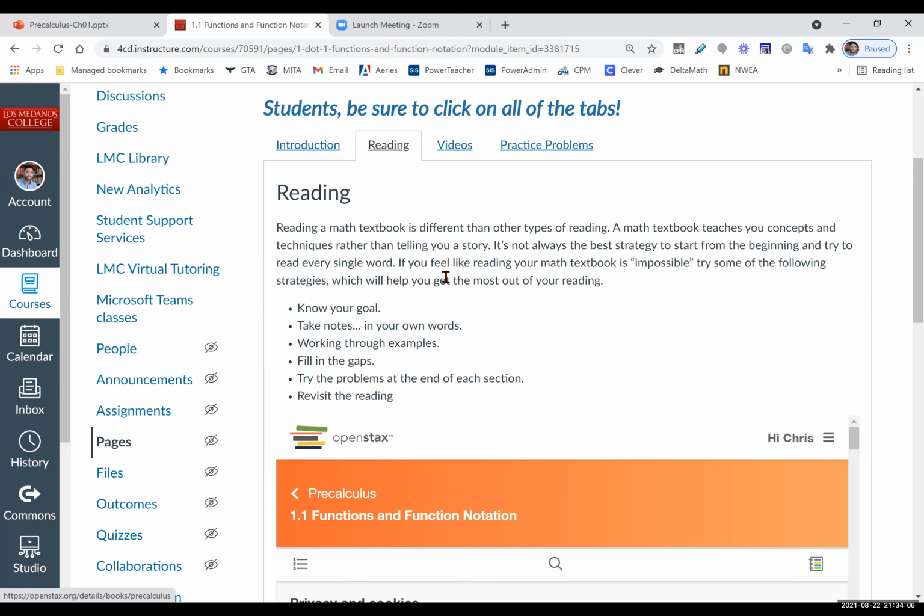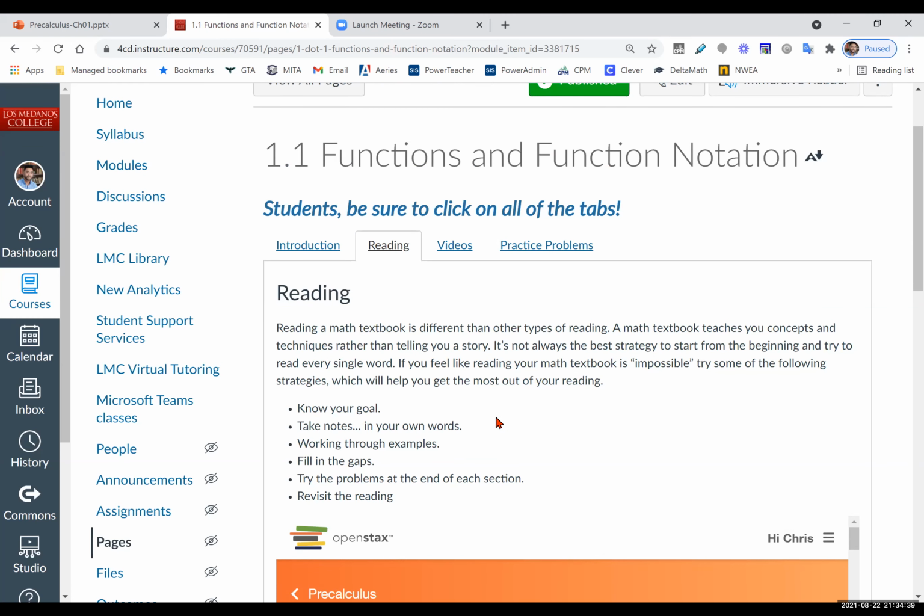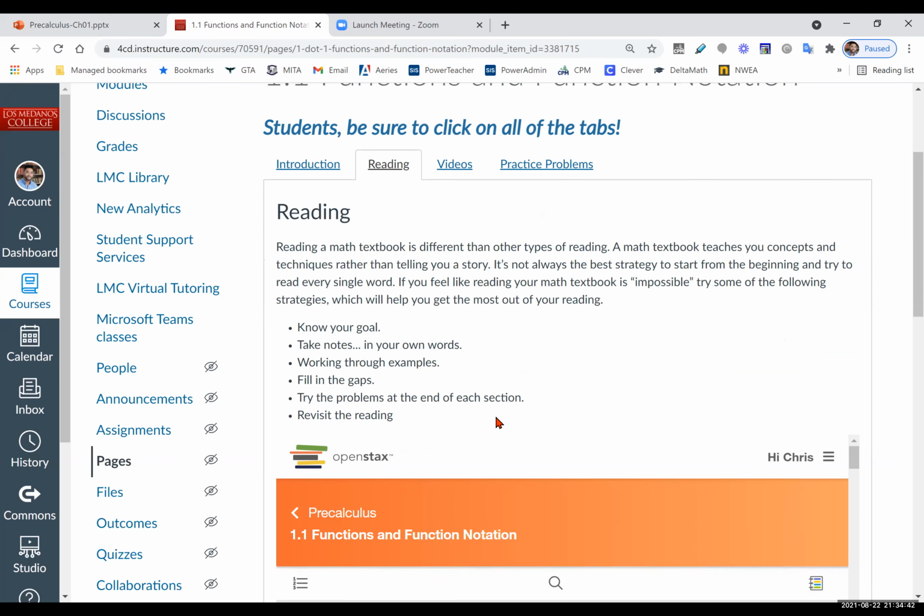And this is very important, reading a math textbook. It is different than other types of reading. A math textbook teaches you concepts and techniques rather than telling you a story. It is not always the best strategy to start from the beginning and try to read every single word. If you feel like reading your math textbook is impossible, try some of the following strategies. Number one, you should always know your goal. You can see the learning objectives that we have for this chapter and for each section.